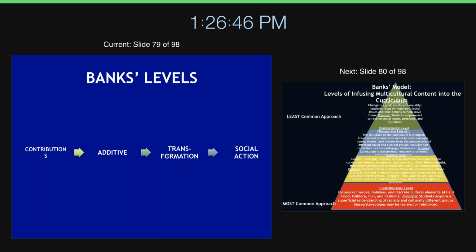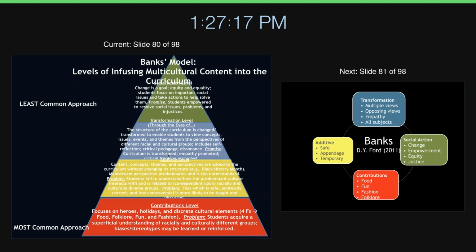So let's go ahead and talk about James Banks's levels. Sorry, that S is not positioned correctly. The 4 levels of the multicultural curriculum are contributions, additive, transformation, and social action. You're going to hear about all 4. Here is a visual that captures this as well.